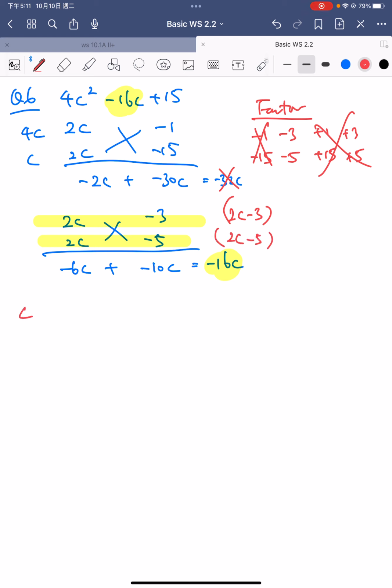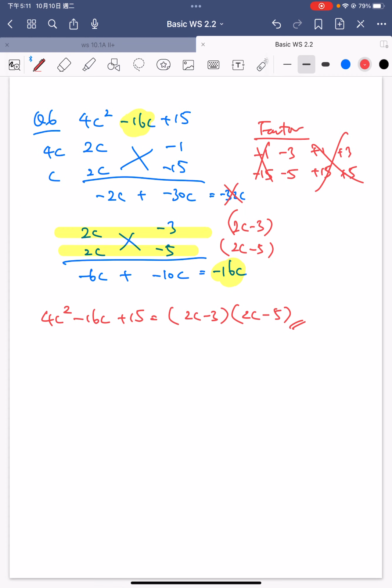So we can write it down: 4c squared minus 16c plus 15 is equal to 2c minus 3 times 2c minus 5. You can see that when doing the cross method, sometimes you can't get the answer directly. You need to do a lot of trials. So it's not a shame to make a mistake here. Just do them one by one and slow down.